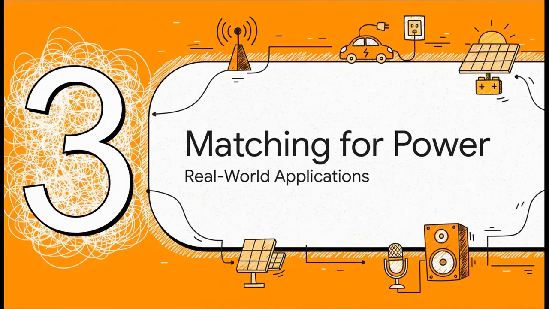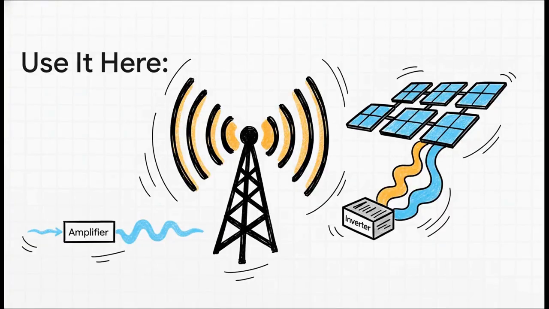Okay, so if it's only 50% efficient, that still sounds kind of bad. So why on earth would you ever use it? Let's check out some real-world situations where this isn't just useful, it's absolutely essential. You use this theorem when the power of your signal is incredibly precious, and your source is what it is. You can't change it. A perfect example is a radio transmitter.